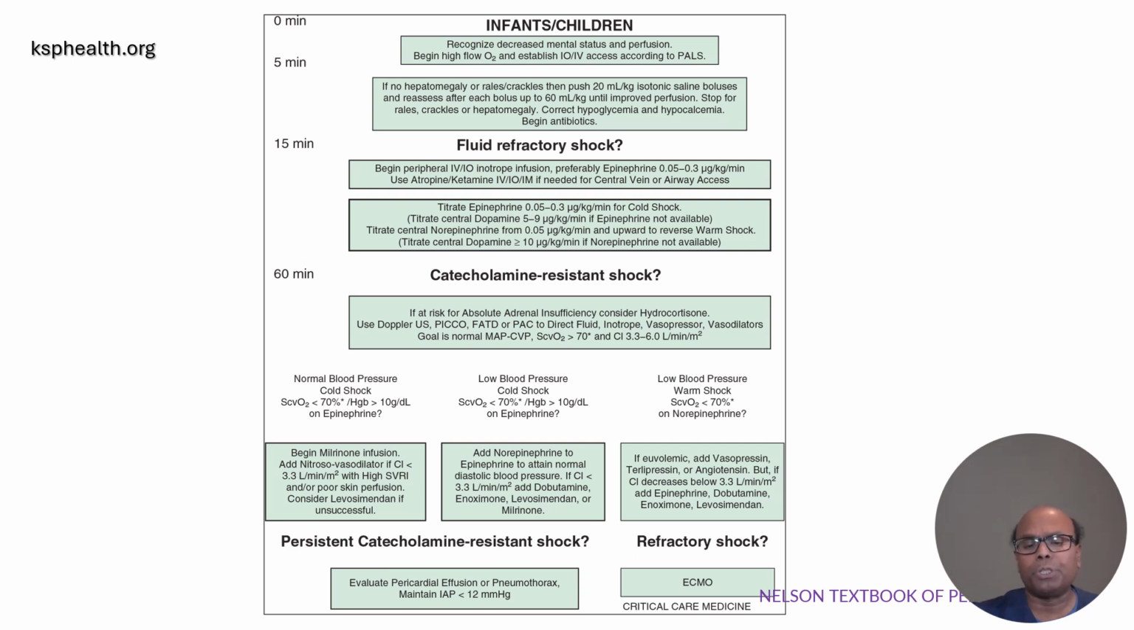When the patient has persistent catecholamine resistant shock, make sure that the patient does not have a pneumothorax or pericardial effusion or IAP, that is intra-abdominal pressure, more than 12. If there are issues like pericardial effusion, pneumothorax, or higher abdominal pressure, that needs to be remedied. If the patient is still refractory, then the patient will end up on ECMO.